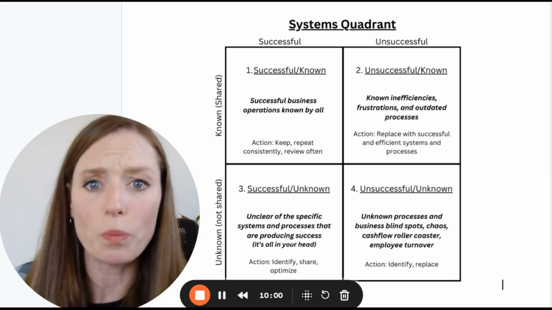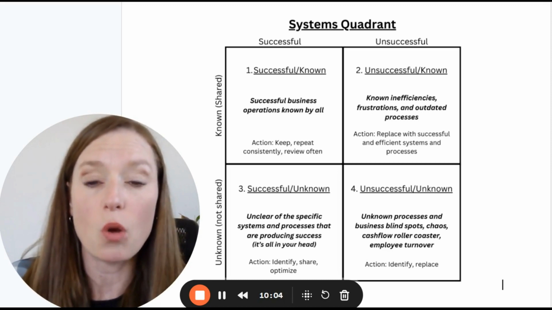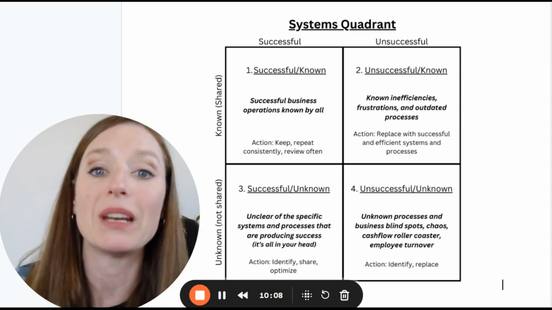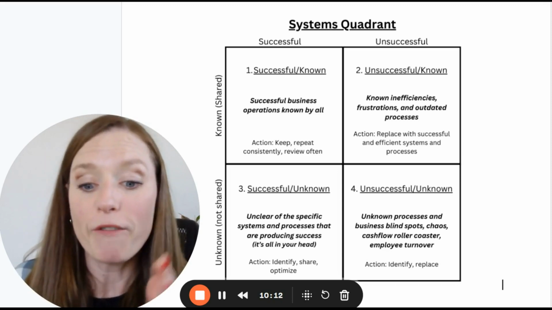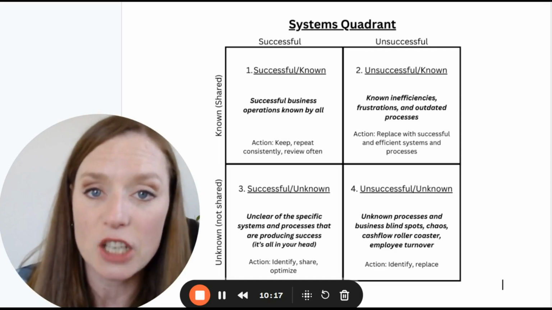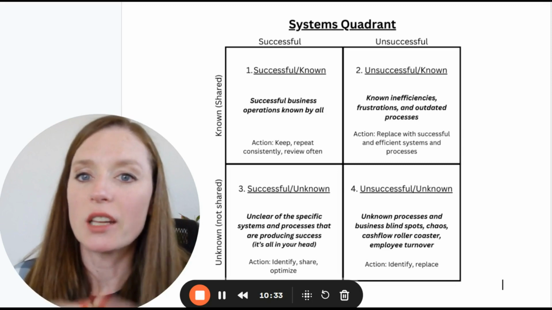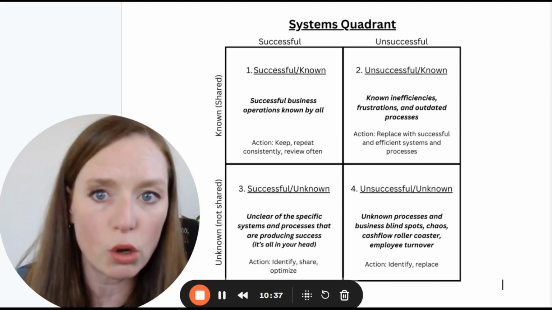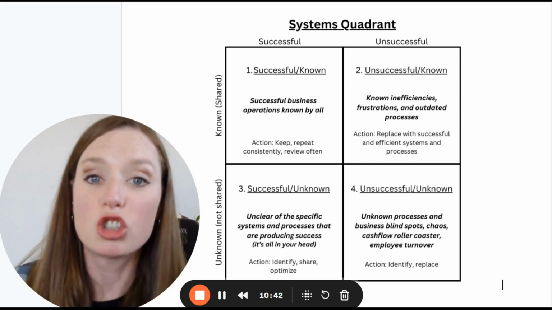And that's where SOPs come into play, those standard operating procedures, because then we can actually say, okay, we have a system. It is now communicated and now everybody knows it. And that's where the power of systems comes into play. Now, the fourth quadrant is the unsuccessful and unknown systems. These are the systems that are causing chaos, causing overwhelm, causing cash flow roller coasters, depleting your profits. This is where the dumpster fire starts.